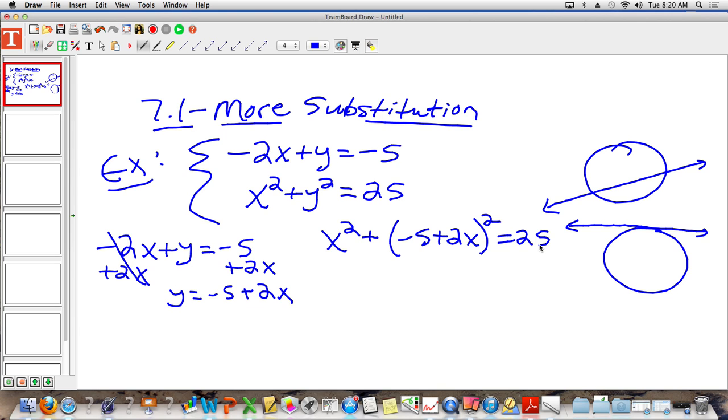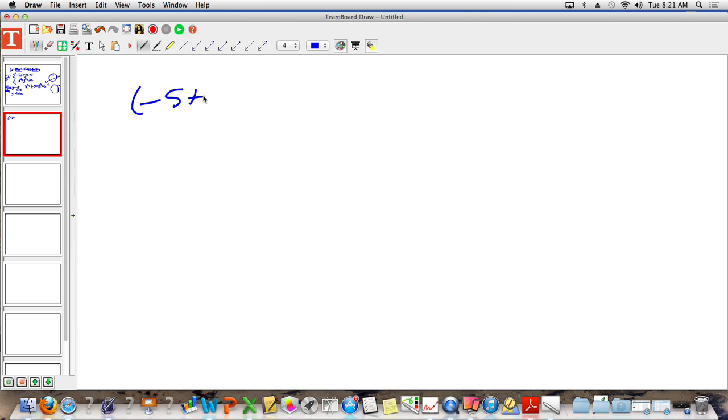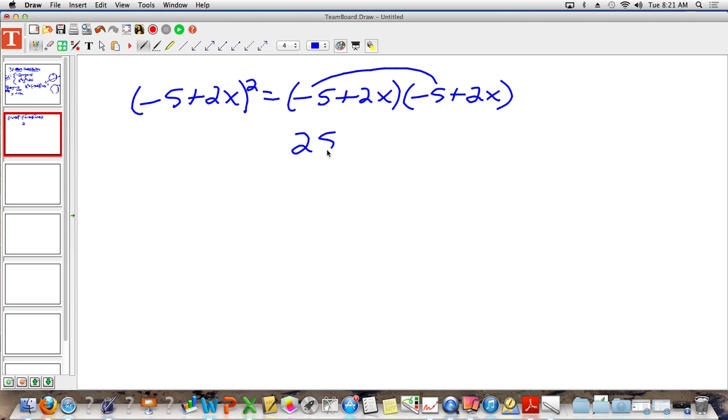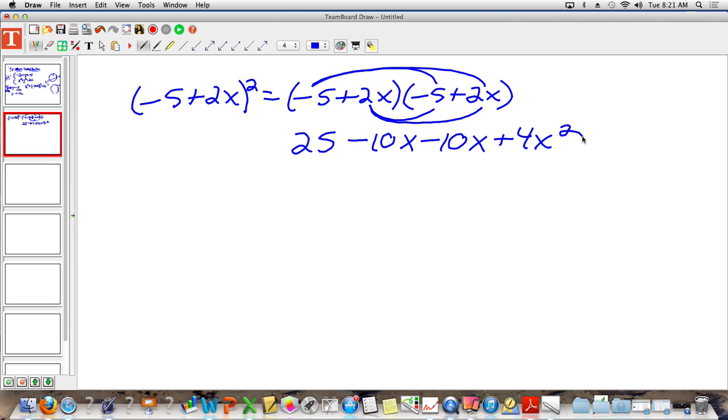You gotta FOIL it. So I'm gonna flip pages here. I will go back to this page in just a minute. Negative 5 plus 2x squared really means negative 5 plus 2x times negative 5 plus 2x, and you have to FOIL it. So, negative 5 times negative 5, first term times first term, gets you 25. Minus 10x: negative 5 times 2x is negative 10x. 2x times negative 5 is another negative 10x. And 2x times 2x is a positive 4x squared. Collect like terms, we get 25 minus 20x plus 4x squared.